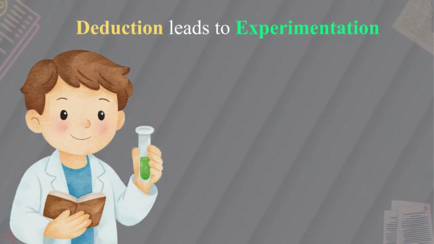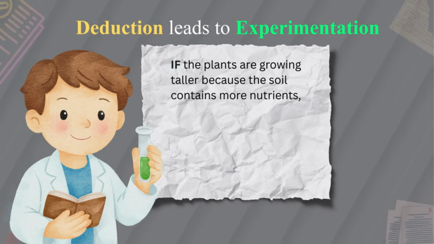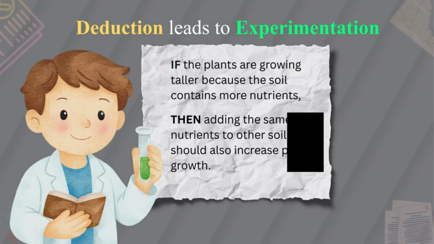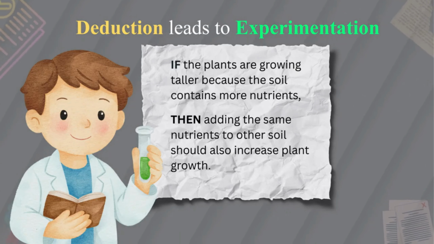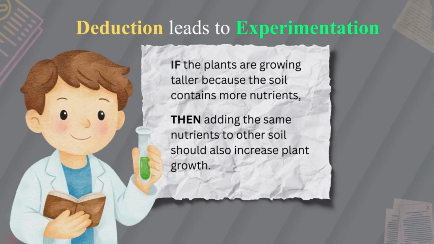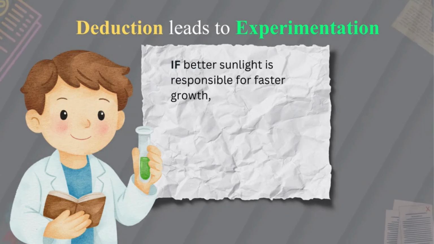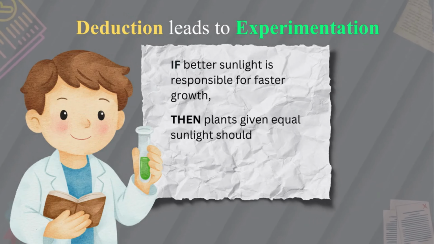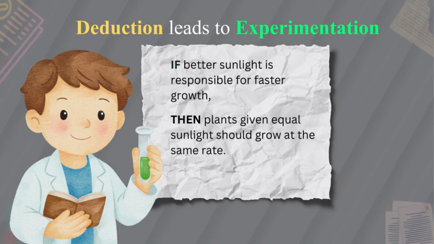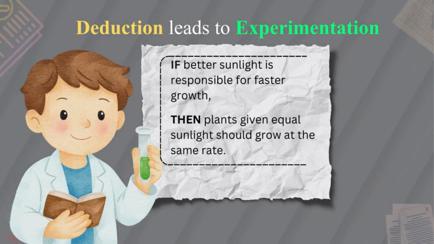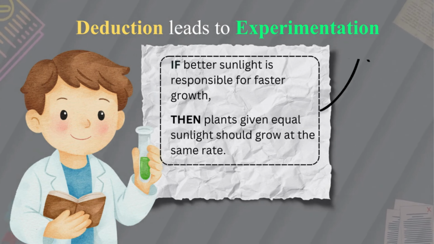For example, if the plants are growing taller because the soil contains more nutrients, then adding the same nutrients to other soil should also increase plant growth. Similarly, if better sunlight is responsible for faster growth, then plants given equal sunlight should grow at the same rate. These deductions guide scientists toward the next step: experimentation.